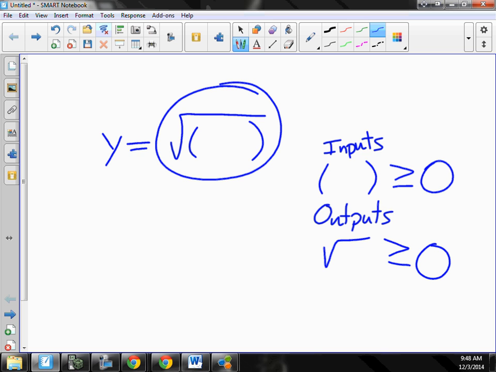Okay? So if I had y equals the square root of x plus 3, and I wanted to know the domain and the range, it's easy. All I need to do is say this piece, the input portion, has to be greater than or equal to 0. So I say x plus 3 is greater than or equal to 0, and I solve for x, which gives me x is greater than or equal to negative 3.